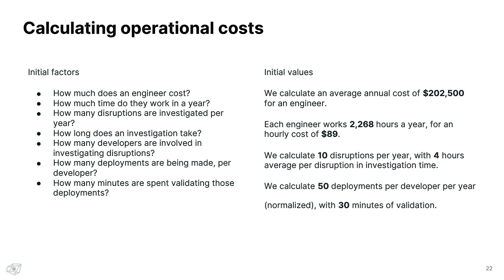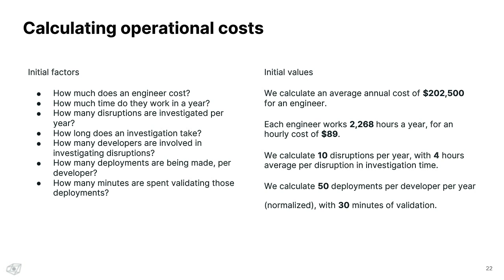So, just to work through this exercise, we assumed the average annual cost for an engineer is around $200,000. I think this is taken from some survey of Bay Area companies. But when you factor in things like benefits, health insurance, payroll taxes, it's actually not so hard to get up to this point. We assume engineers work a little over 2,000 hours a year, and that comes out to an hourly cost of about $89.